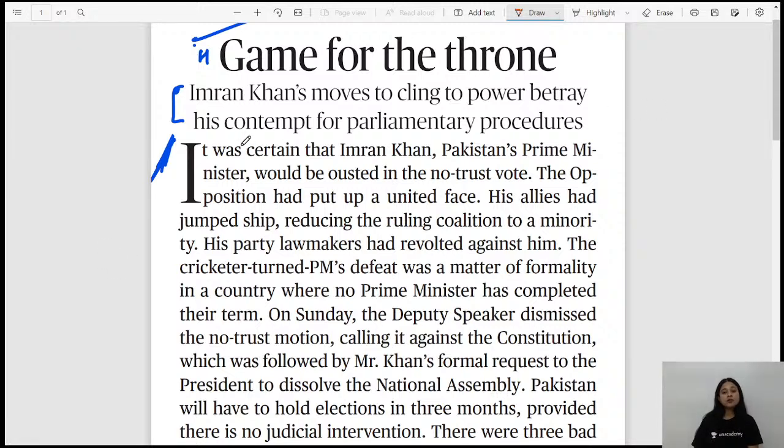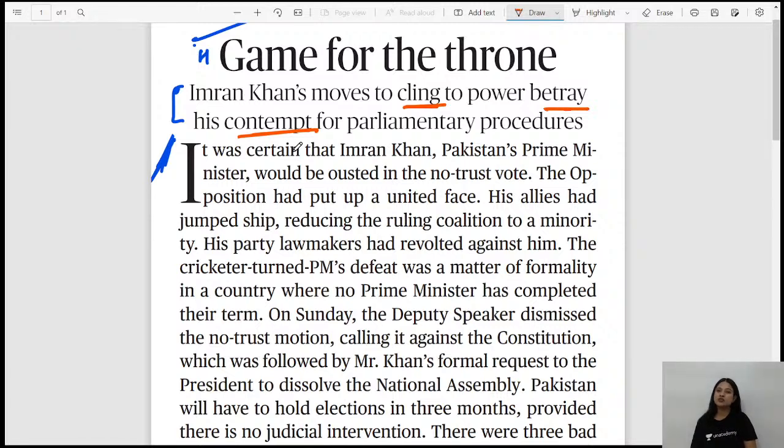Right. So let's see, this is the first word, cling. The second word is betray. The third word is contempt. If you already know the meanings of these words, great. If you do not know the meaning, this is something that you should do. Find out, search for their meanings, make a note in a particular separate copy that you should keep only for vocabulary, and try to remember these words and revise them every once in a while.